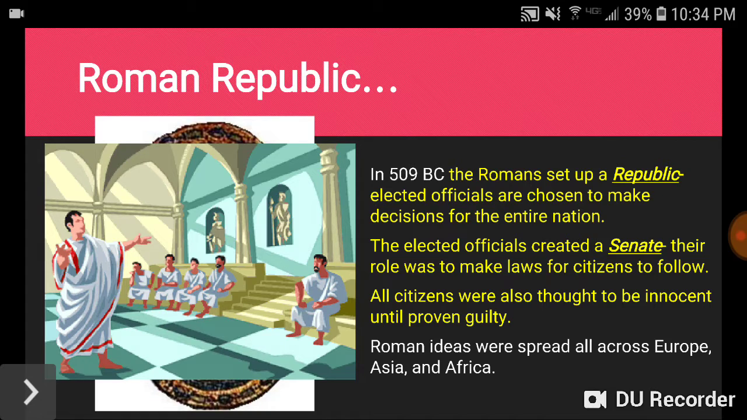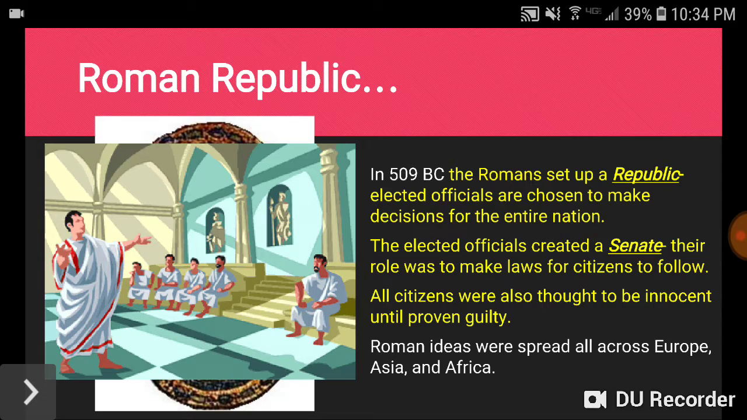This is exactly what we have in the United States today. We have a republic where we have Senate members who are voted into office, and the Senate members and the House of Representative members are the ones making these decisions and making these laws that we as citizens have to follow.